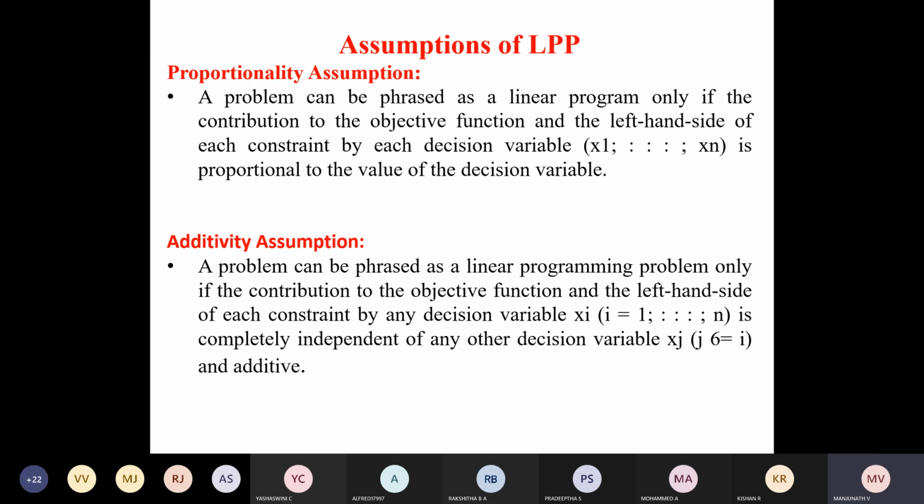Contribution of decision variables towards your objective function. You can understand it like this. In the previous case, it was 6,000 to 12,000. That is, x is to y.